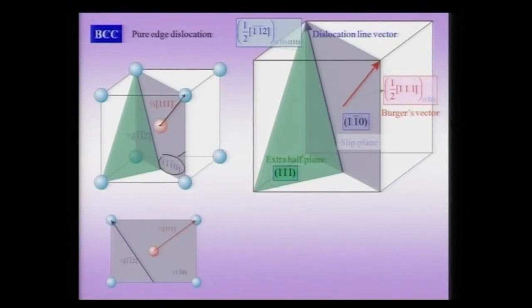So, in this case where is my extra half plane? My extra half plane is perpendicular to my Burgers vector and the dislocation line, and this extra half plane is shown here, and the dislocation line is along the 1 1 bar 2 direction which is shown here geometrically. So, this is my extra half plane, which is now the 1 1 1 plane, and this intersects my slip plane, which is 1 1 bar 0, along the 1 bar 1 bar 2 kind of direction, but the Burgers vector is a constant which is along the close packed direction in the BCC crystal, which is 1 1 1. This is also shown in the plan view, wherein this is my dislocation line vector, this is my Burgers vector, and my extra half plane is the one which is green, which is coming out from the plane of the board.